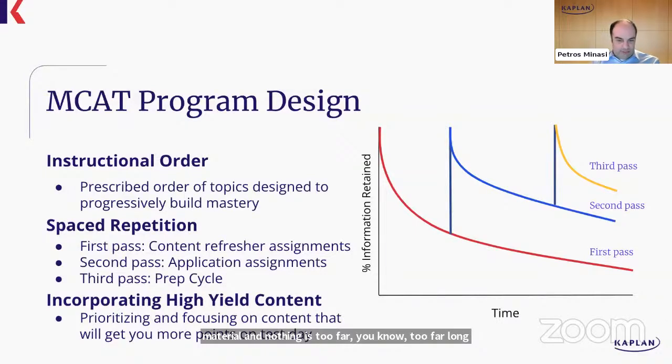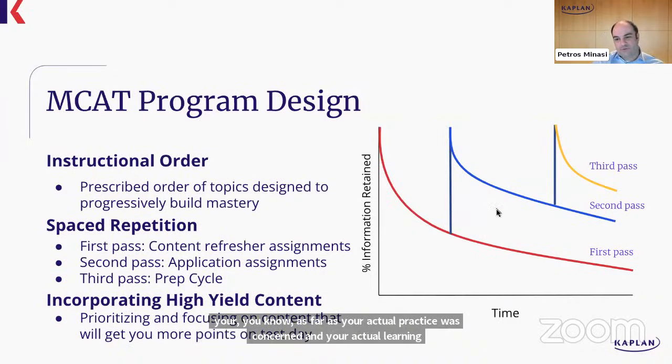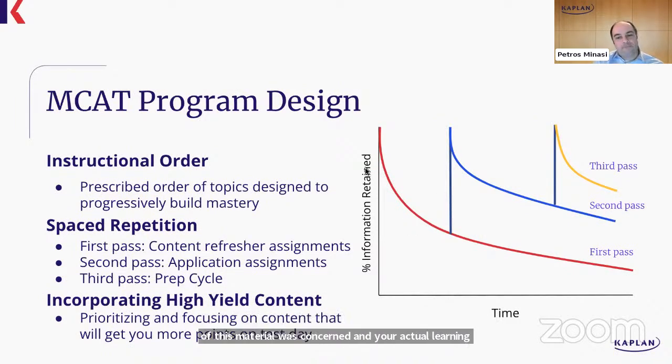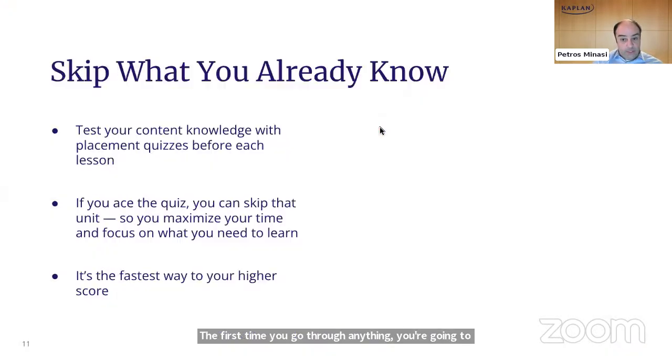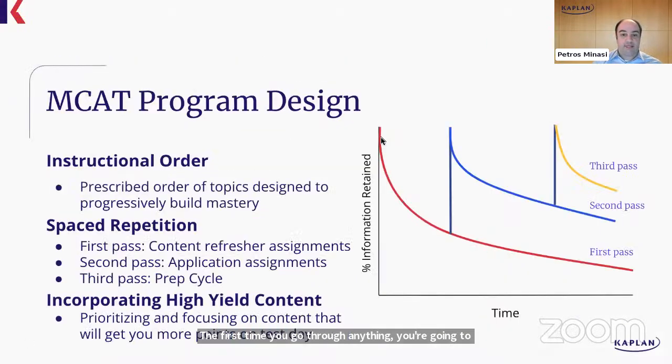So the way that we want you to think about this is in terms of these red, blue, and yellow lines. The first time you go through anything, and this is true for the MCAT, this is true for life in general, you're going to learn it really, really well, right? You're going to retain a lot of information. But as time progresses, you forget things, right? If you don't use things, you don't remember them. And then they become redundant as far as your memory and your ability to capitalize on them.